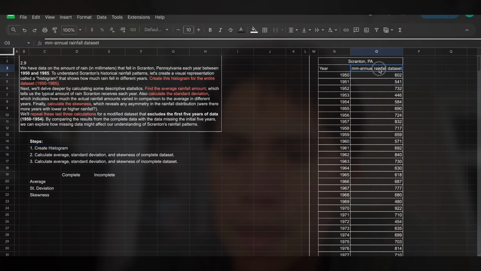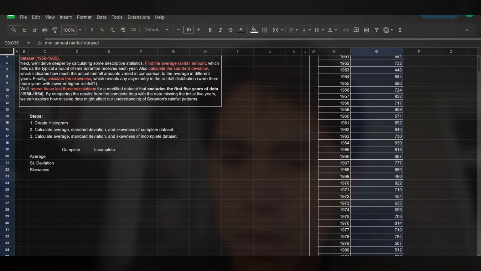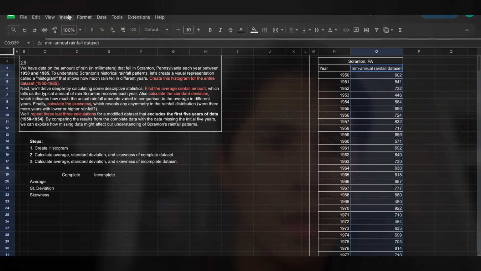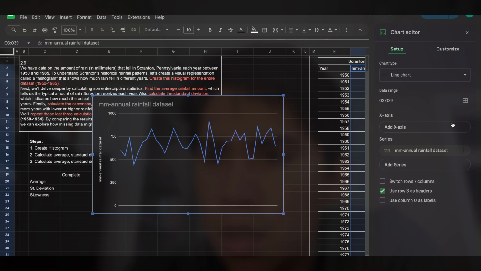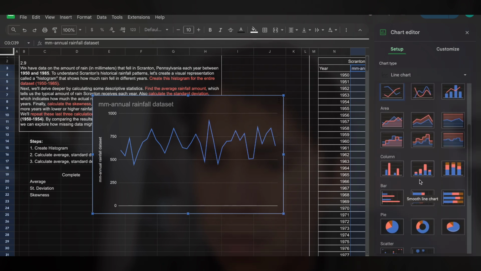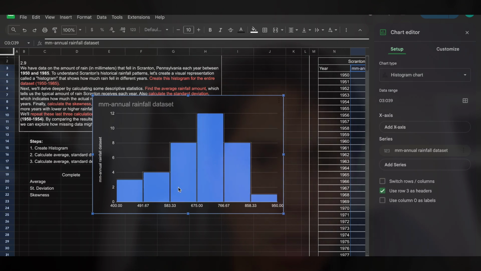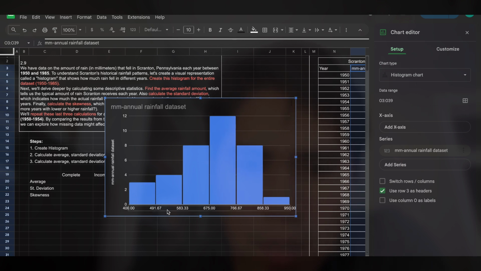Let's select all the data. We're gonna use the complete data set for this histogram. And we should insert a chart and we should pick histogram. I believe it's down here, histogram chart. Let's divide it in 100 units. So let's see how we can do this.